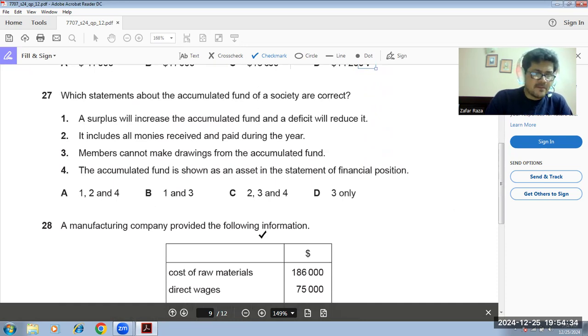Okay. Which statements about the accumulated fund of a society are correct? A surplus will increase the accumulated fund and a deficit will reduce it. Yes. It includes all monies received and paid during the year. No. Members cannot make drawings from the accumulated fund. Yes, true. The accumulated fund is shown as an asset. No, it is shown as a capital, if we compare to commercial organization. So 1 and 3, B option should be the answer.